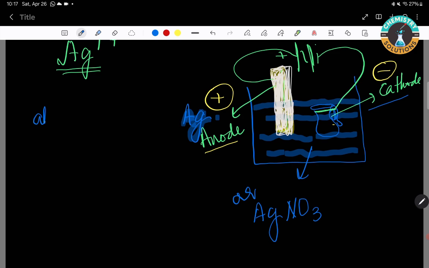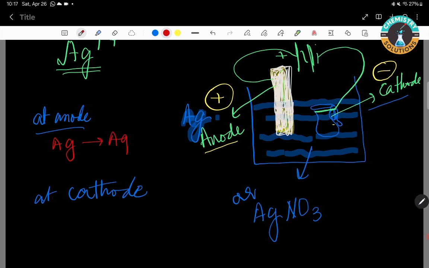So what will happen at the anode and what will be happening at the cathode? We will write the half equation here, okay? At the anode, silver metal is not an inert electrode, so it will lose one electron to become a silver ion. Whereas at the cathode, no nitrate ions will go. Let me write the ions present in this electrolyte.